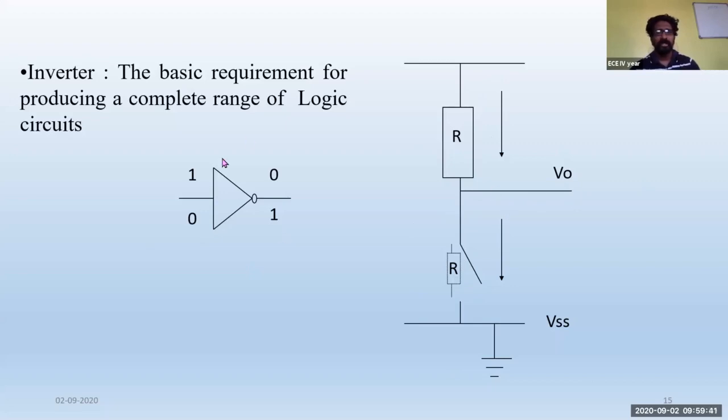Now the case for input equal to 1: whenever you supply 1, this first resistor will become an open circuit, and the second resistor will become a closed circuit. So you will be getting an output with respect to this particular resistor. So this is a simplified equivalent circuit of a CMOS inverter.